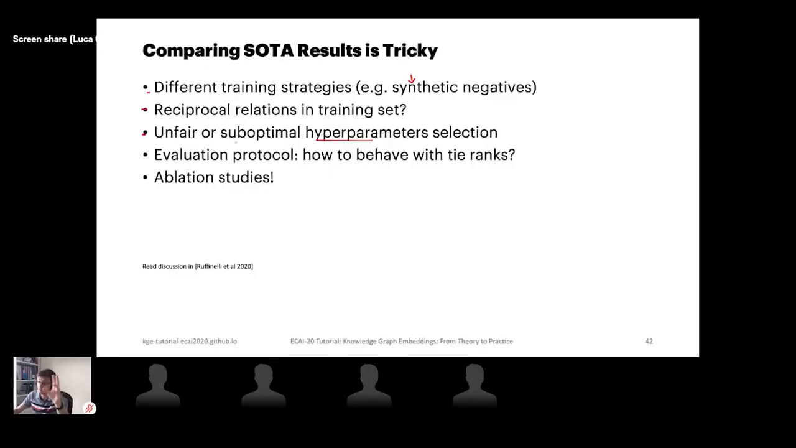The evaluation protocol also is tricky because there are a lot of different evaluation protocols out there. They look the same, but some of them differ in tiny little details, like for example the behavior when there's a tie in ranks. So you can look up the literature for each of these bullet points, especially a good discussion in this paper.